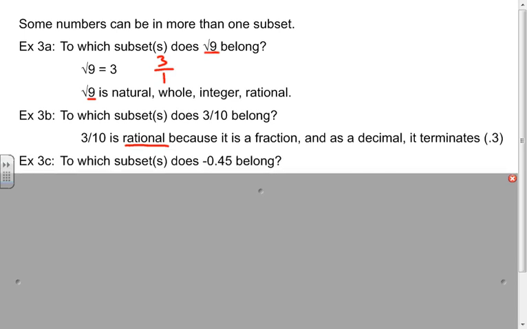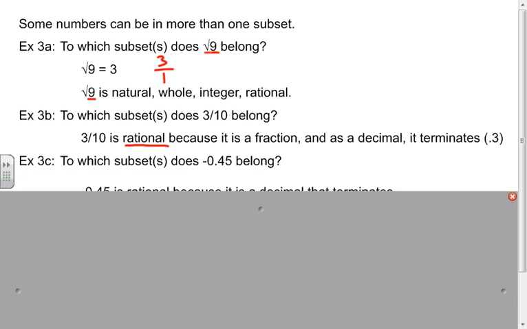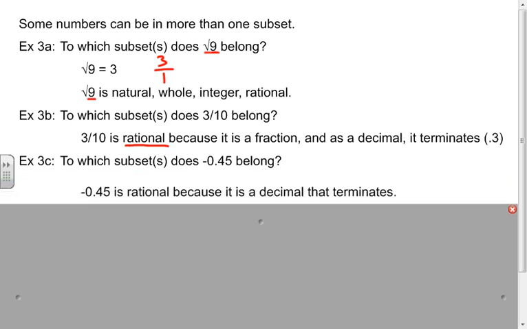Next example, to which subset does negative 0.45 belong? It's rational because it's a decimal that terminates. You get 0.45 and then it stops. It doesn't keep going after that. It's only in the rational subset. It's not a whole number, not a natural number, but it is rational. The decimal terminates.